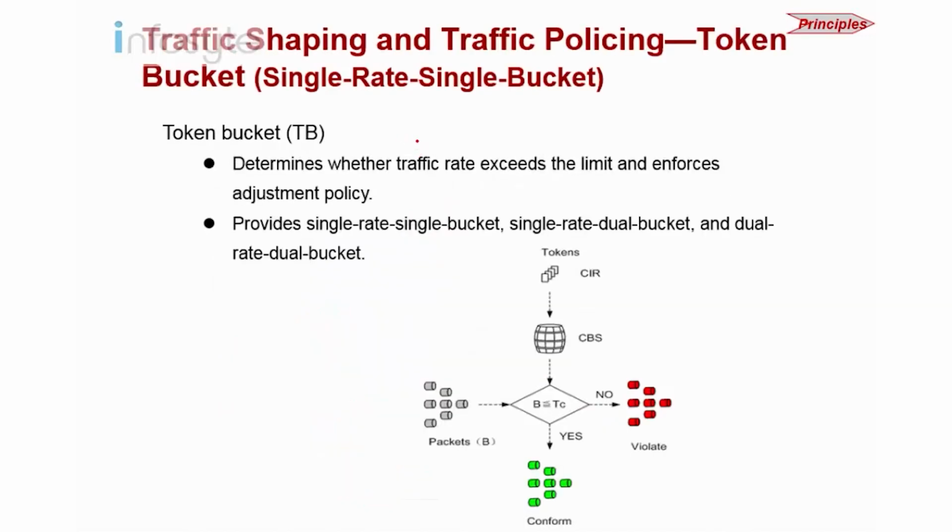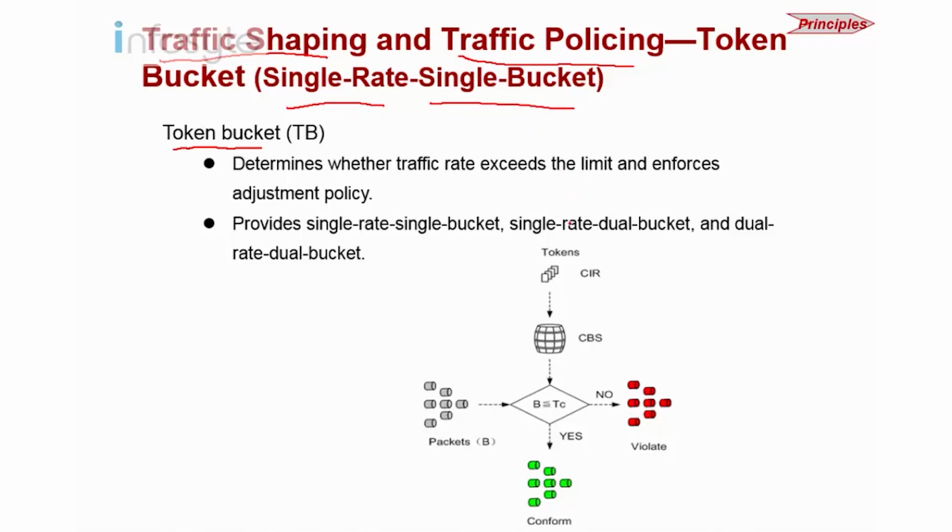Now before we look into QoS in detail, the first thing that we need to learn here is a token bucket, or we call that a TB. This is important in the later part to understand how traffic shaping and traffic policing work. First we are going to look into the single rate, single bucket.